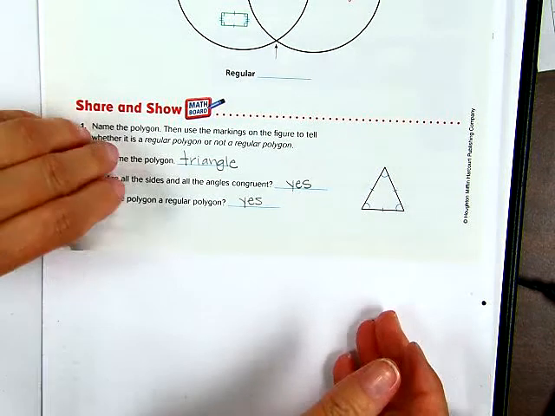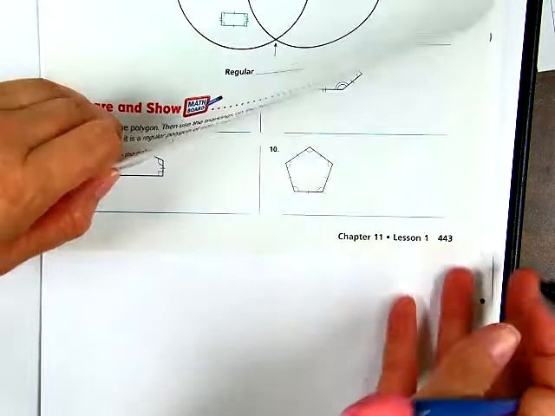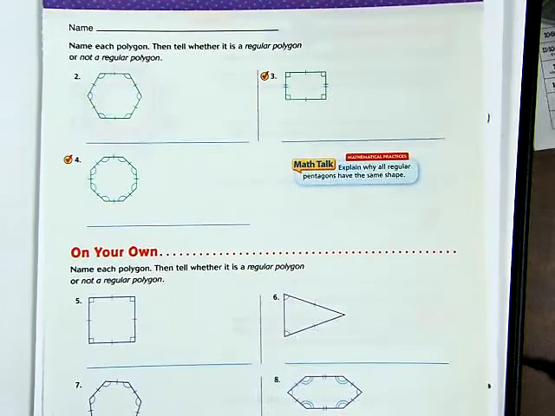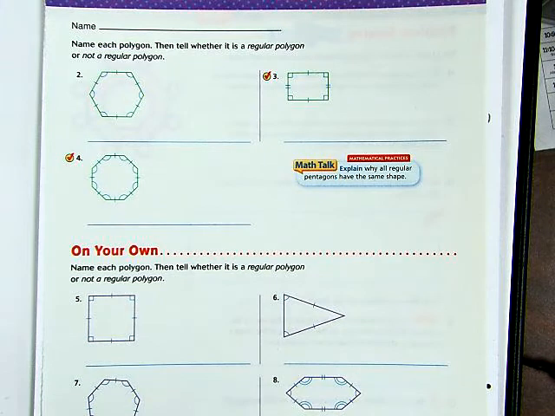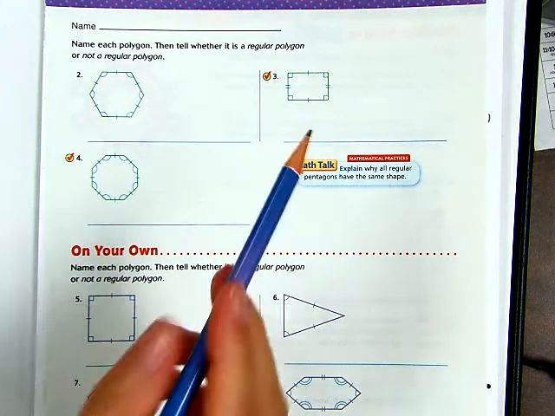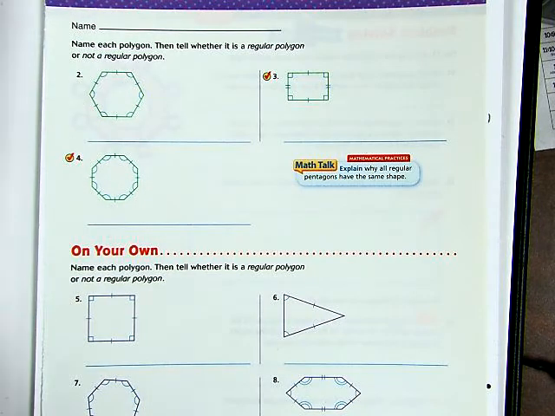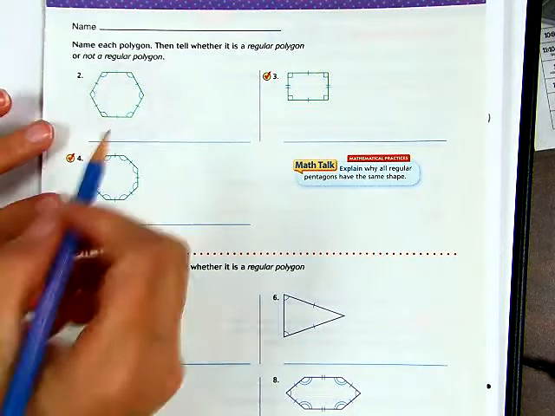Go ahead and turn to page 443. We're going to do the same thing with all of this. So, with 2, 3, and 4. Name each polygon. Tell whether it's a regular polygon or not a regular polygon. So let's count our sides on this.